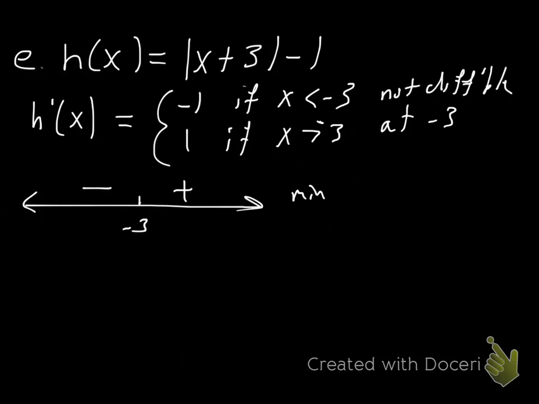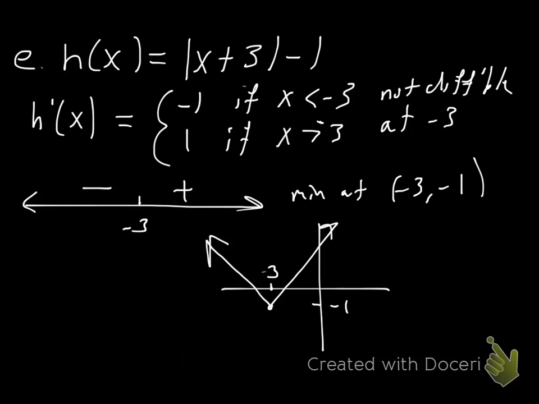And all we got to do is use the derivative formula to determine positive and negative. So to the left of negative 3, the derivative is negative. To the right of negative 3, the derivative is positive. So we went from decreasing to increasing, so we have a minimum at negative 3, negative 1.